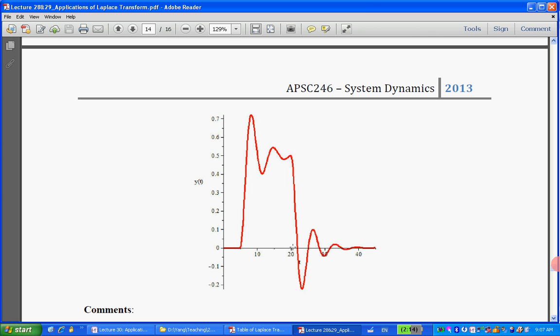But at time 20, there's a change of the input. The input changed back from 1 to 0. So it doesn't really settle down, but it starts to respond to the input of 0 now. So the system starts to oscillate around this 0 point here. Now there's no change in input, so you have enough time for the system to settle down. So that's basically the behavior of the system.